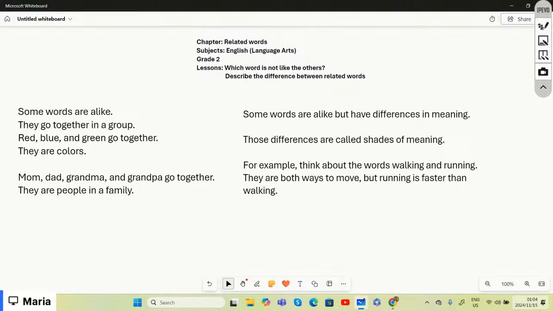All right. So when it comes to related words, some words are alike, and that is where the word related comes in. So some words are alike, and they go together in a group. Related words are alike and they go together in a group. For example, red, blue, and green go together, and we call that colors.